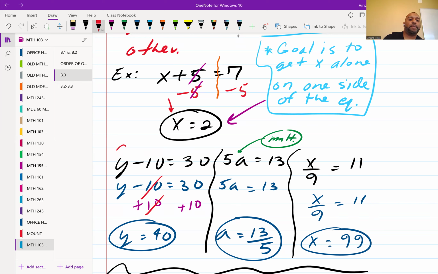My goal is to get y by itself. So in order to do that, I need to move this -10. So to undo the subtraction of 10, I need to add 10 so that it can cancel out right here. But if you add 10 on the left side of the equal sign, I need to add 10 on the right side of the equal sign. Well, that's why I got 30 plus 10, which gave me 40. That's my final answer.